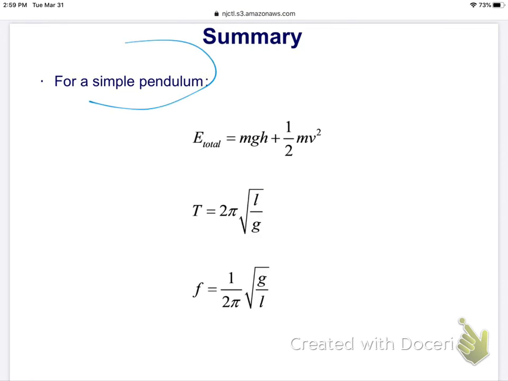And for a pendulum that we just discussed, the total energy is a combination of GPE and KE. And here are the equations for each. The period is equal to 2 pi times the square root of L over g, which I just think of as the square root of large, right? L over g. And frequency is 1 over 2 pi times the square root of g over L, the opposite.